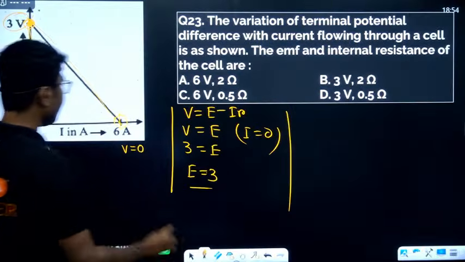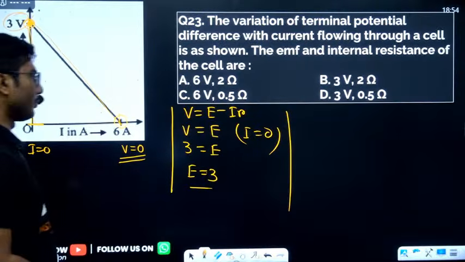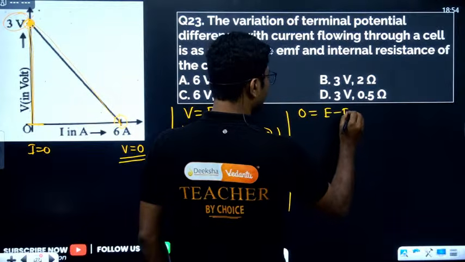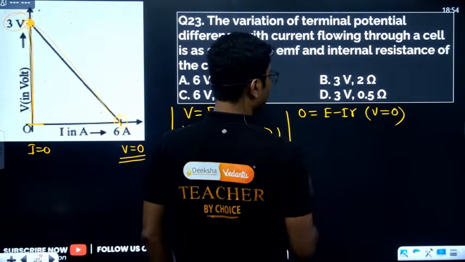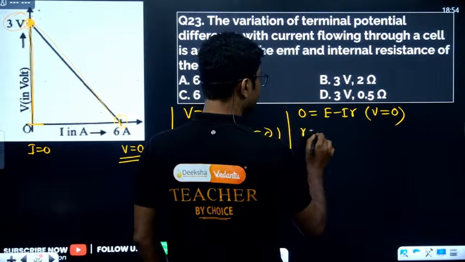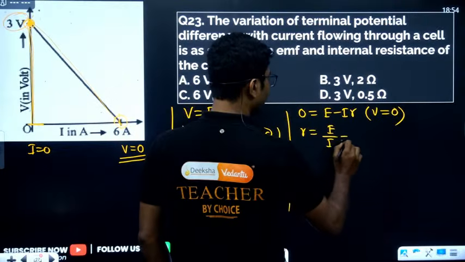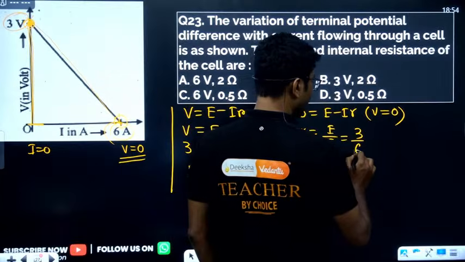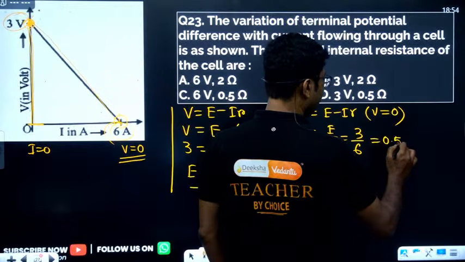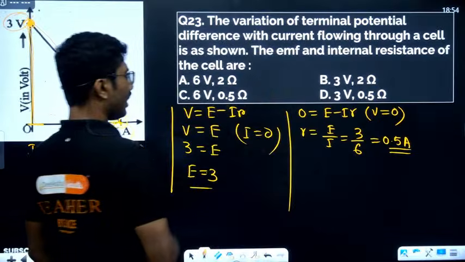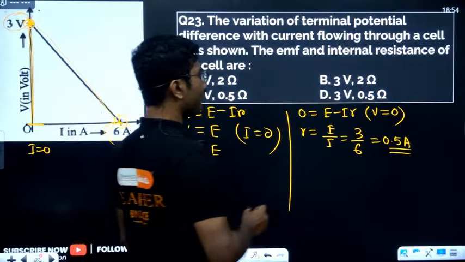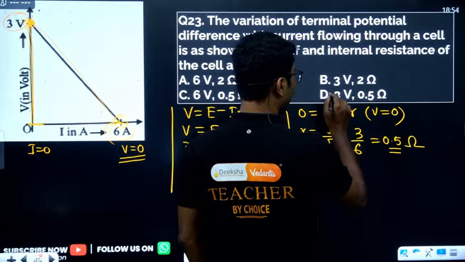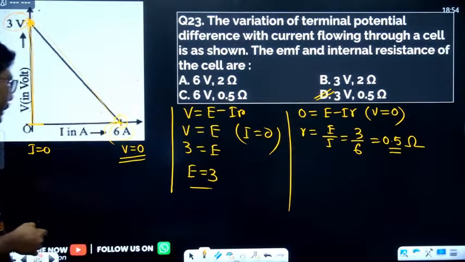Next, we will use this point where terminal voltage is 0. Terminal voltage is 0 means 0 equals E minus IR. Now you get R equals E upon I. E is 3, and here current I is 6 ampere. So that will be 0.5. So the correct answer is 3 volt, 0.5 ohm. So the correct answer is option D.